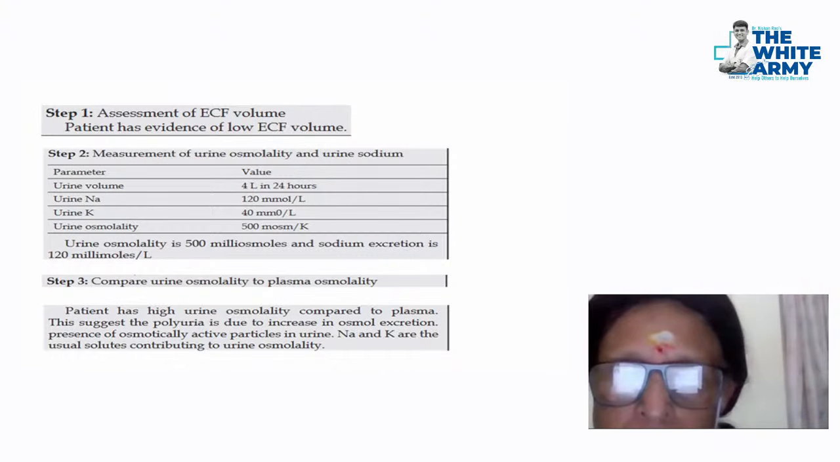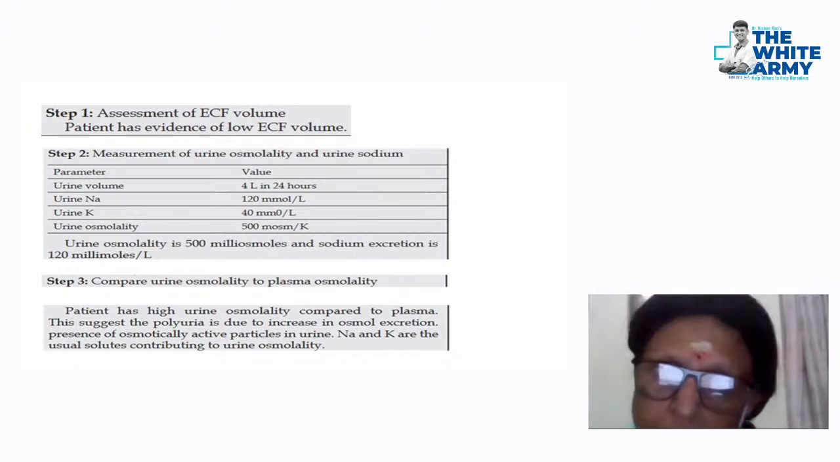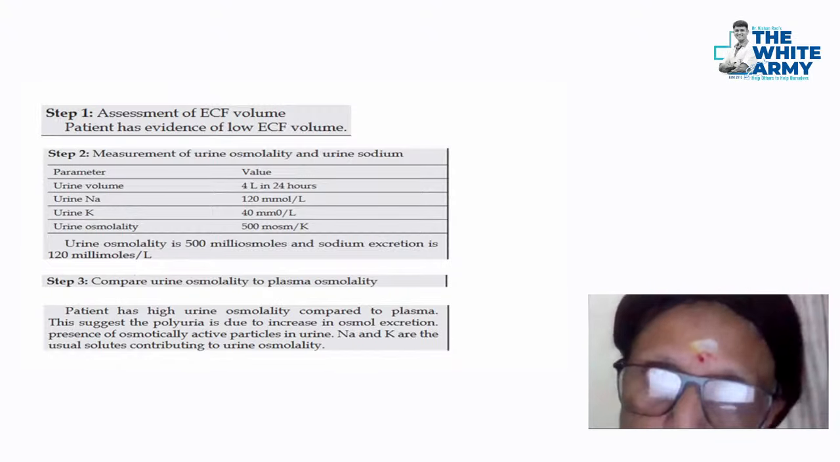Again, to repeat, as is obvious from the history, the patient has polyuria as evidenced by urine volume of more than 3 liters. They measured the urine osmolality, which is 500. If you calculate 2 times sodium plus potassium, that is 320. And the measured osmolality is much higher than the calculated osmolality, thereby indicating this patient's urine contains some other osmotically active particle.